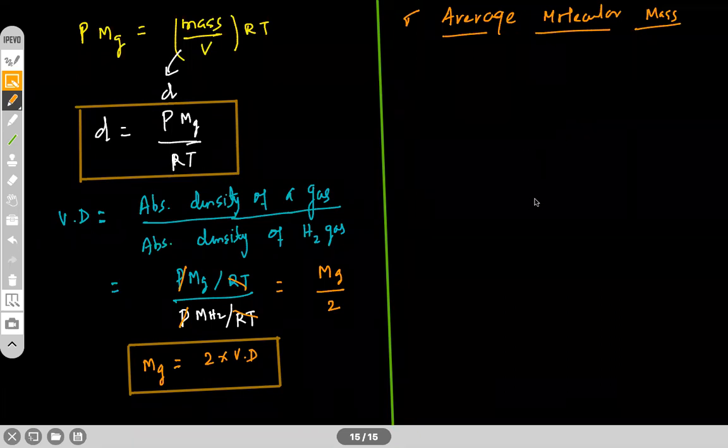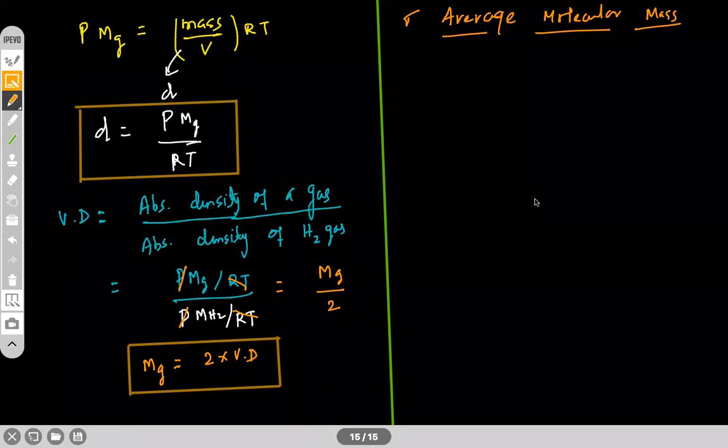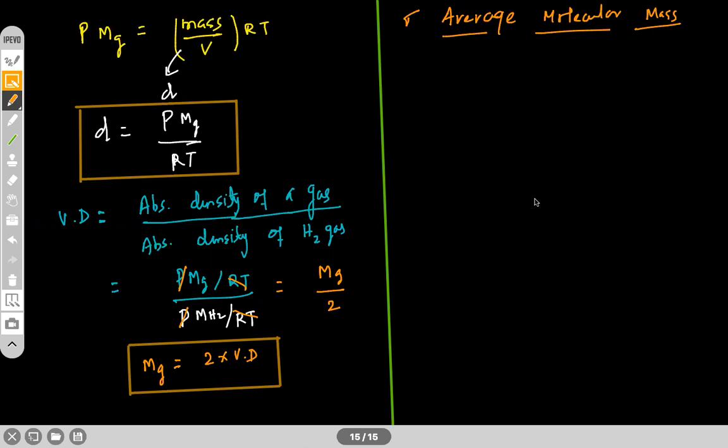Average molecular mass means what? Suppose you have one gas given. You can find out the molecular mass of that gas, CH4, NH3, easily. But suppose we have a mixture of gases, 2-3 gases mixing together. Then how do we find out the molecular mass? Any calculation of moles and volume requires the molecular mass. So when we have a mixture of gases, we calculate the average molecular mass of the mixture.